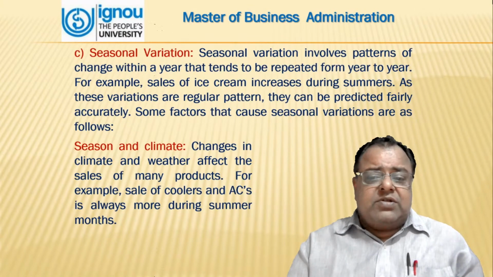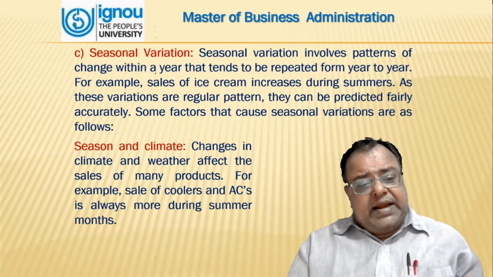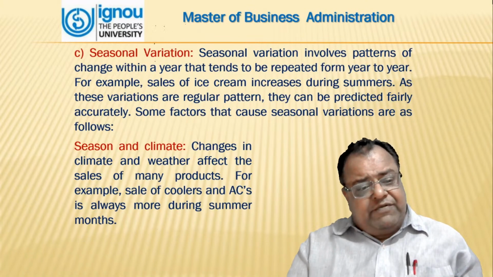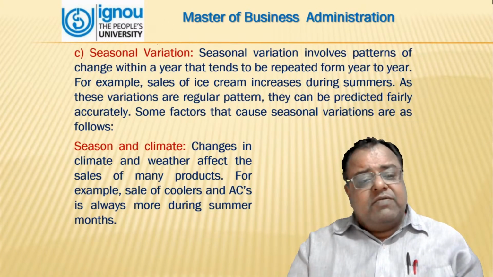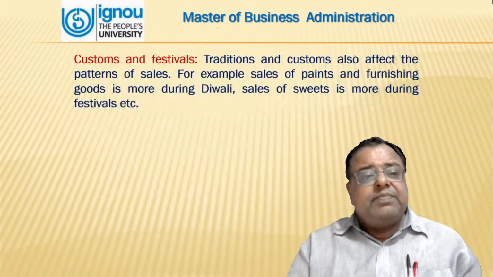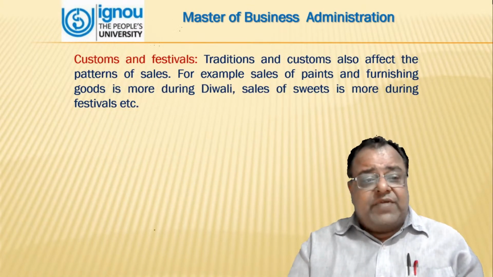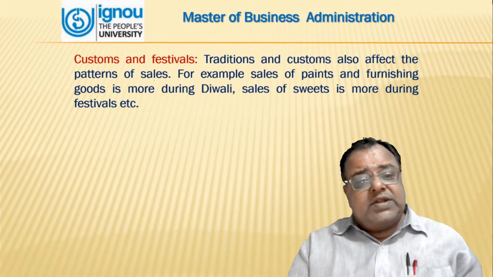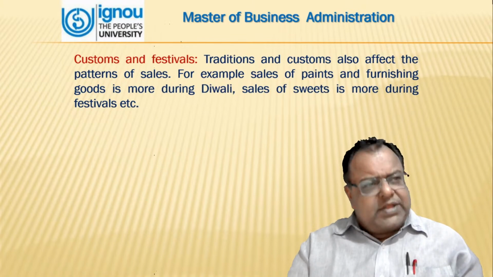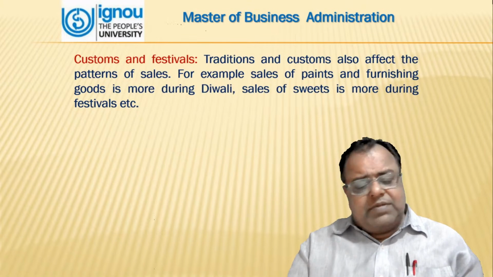Some factors that cause seasonal variations: seasons and climate changes affect the sales of many products. For example, sales of coolers and ACs are always more during summer months. Customs and festivals: tradition and customs also affect the pattern of sales. For example, sales of paints and furnishing goods are more during Diwali. Sales of sweets are more during festivals, etc.